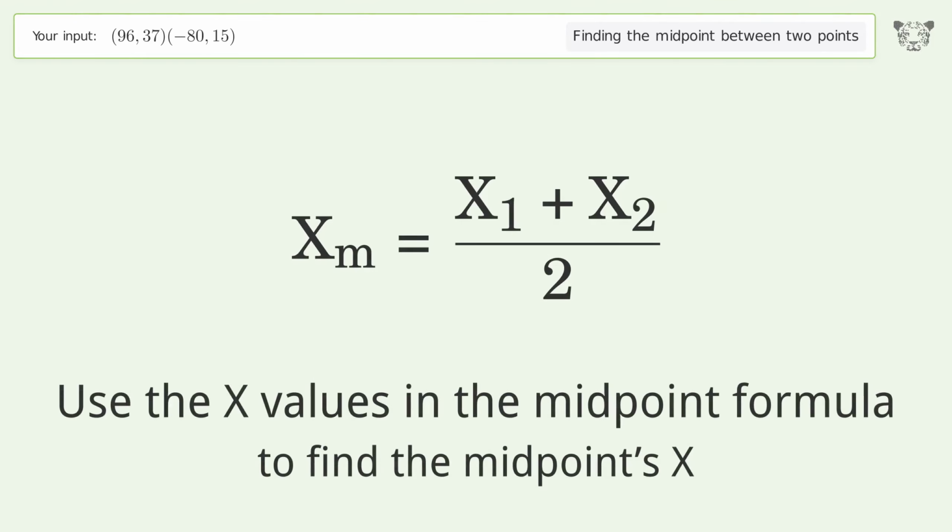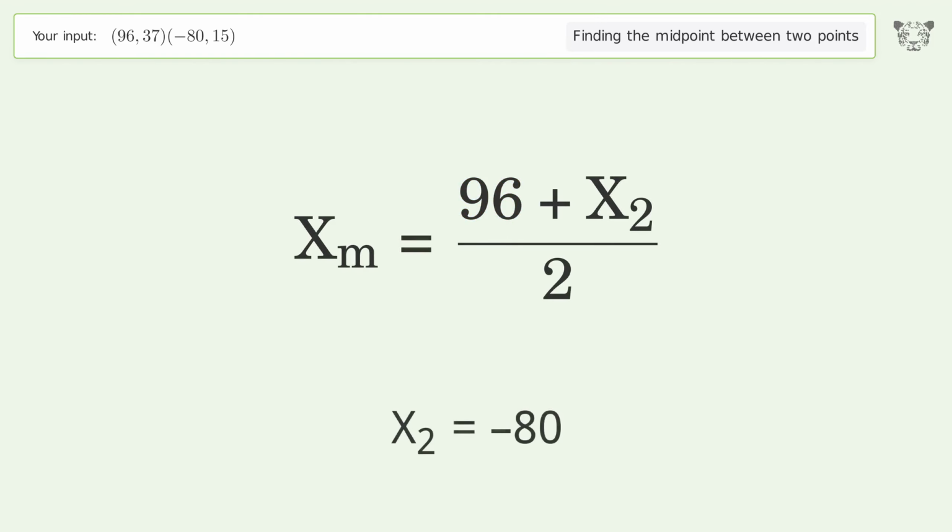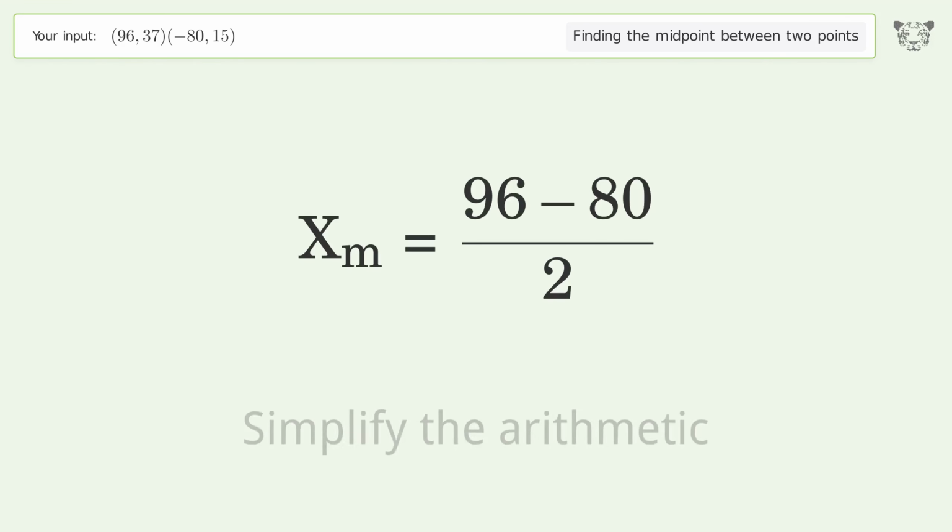Use the x values in the midpoint formula to find the midpoint's x. x1 equals 96. x2 equals -80. Simplify the arithmetic.